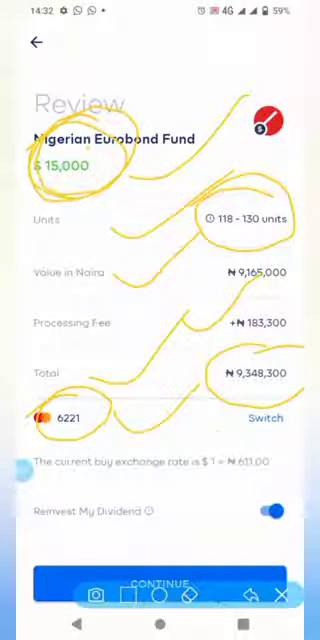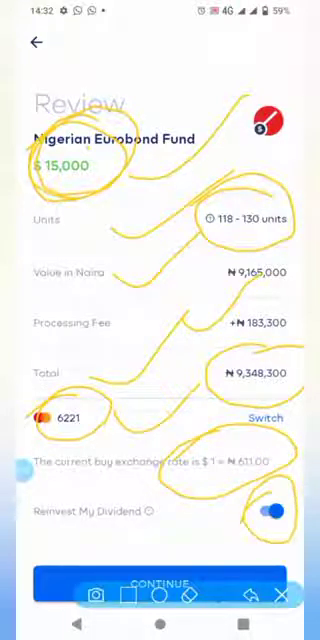Okay, so here it's showing us the current exchange rate. Now there's a button here which you can activate. It says reinvest my dividends.